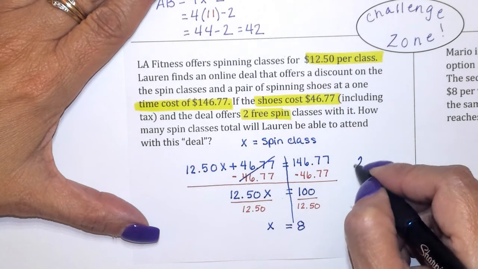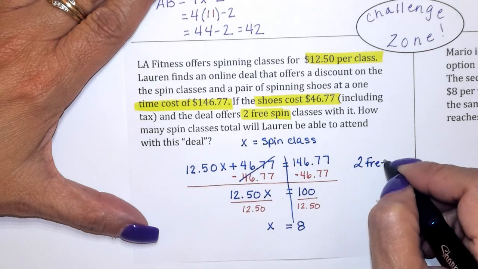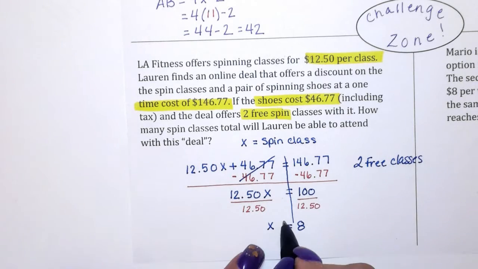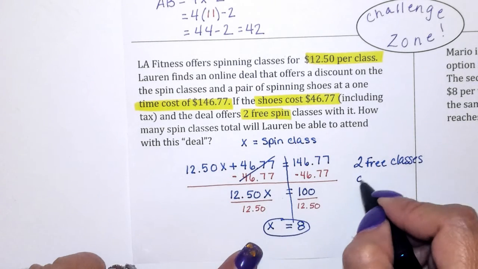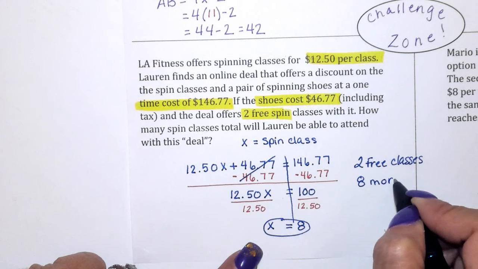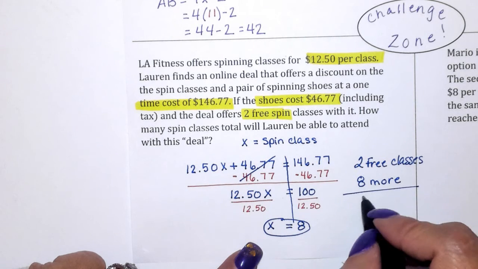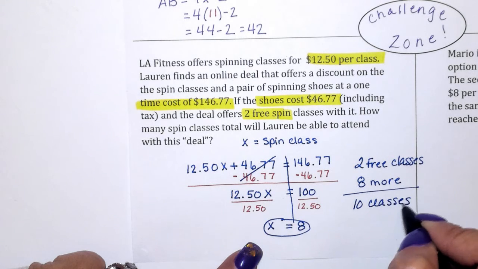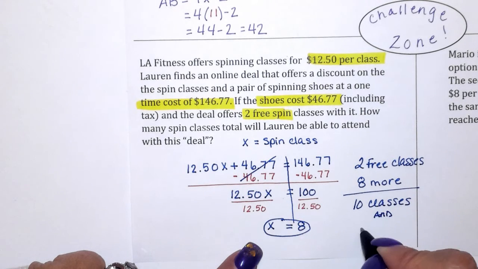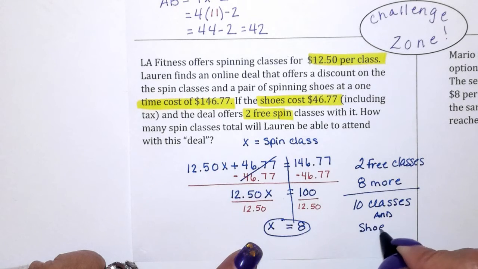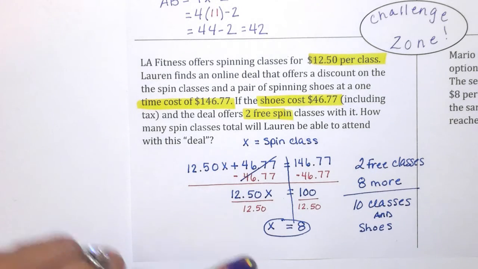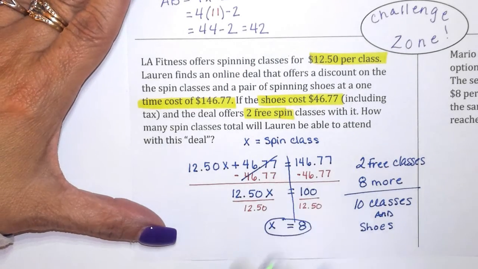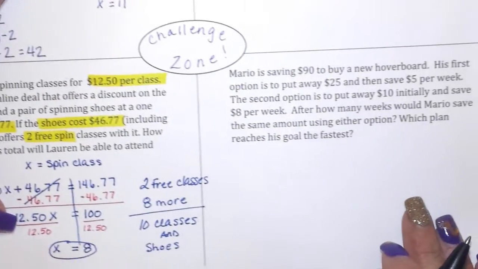Well, she's already got 2 free classes, right? And with this deal, she's basically paying for 8 more classes, 8 more. So with the deal, she's getting 10 classes. And what else? Shoes. She's getting those awesome shoes. All right, that's a challenge question. You have to come up with that equation all on your own. All right, here we go.